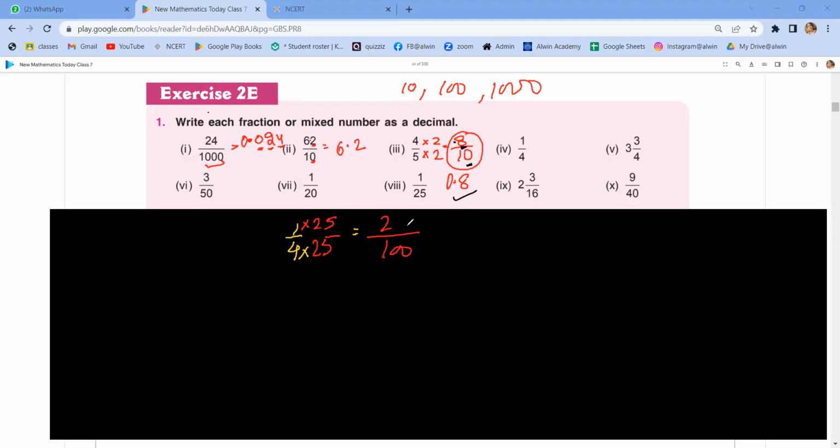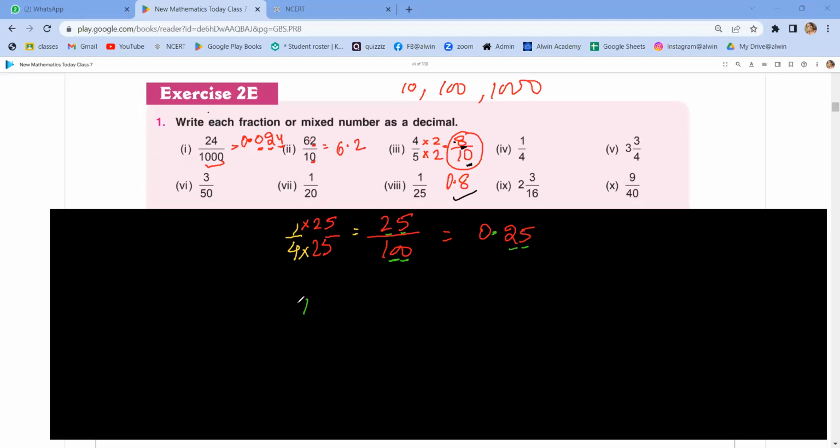Now 25 by 100 is 0.25. Why is it 0.25? Because there are 2 zeros here. So you leave 2 digits and put a point. 2 digits left from the left, and then put a point, right?